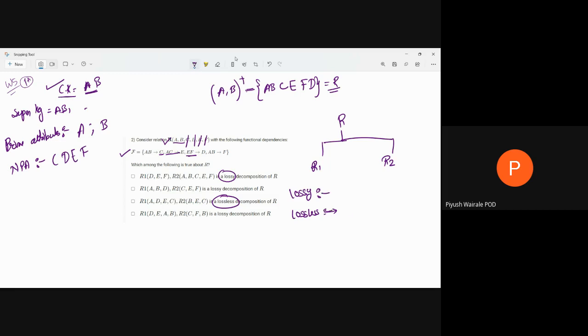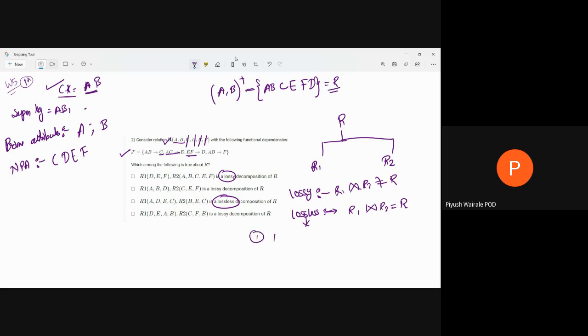So for lossless, if I again join these two decomposed tables, then I will get the same relation R, right? That is lossless. And here I will get some extra tuple or lose some tuple. That is lossy, right? Here I will not get the same relation R. That is lossy. But to check whether it is lossy or lossless, there are three conditions for lossless, right?